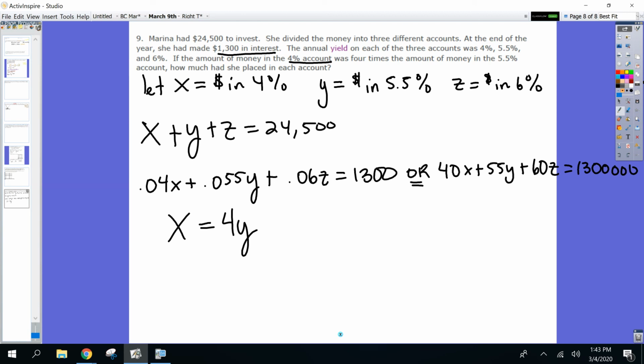Okay, in the 4% account, you should end up with $8,000. In the 5.5%, 2,000. And in the 6%, 14,500. Wherever you want to start, wherever you want to go, I'll sit down with you if you need my help at all, guys.